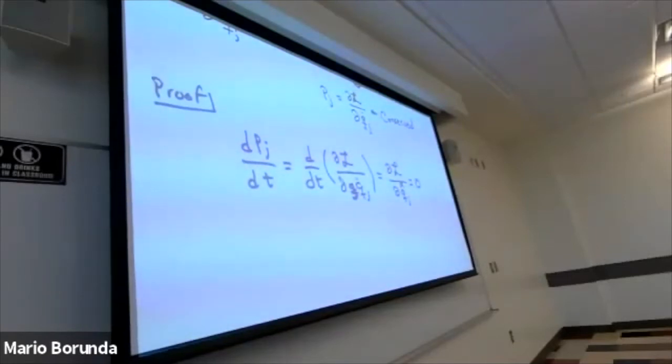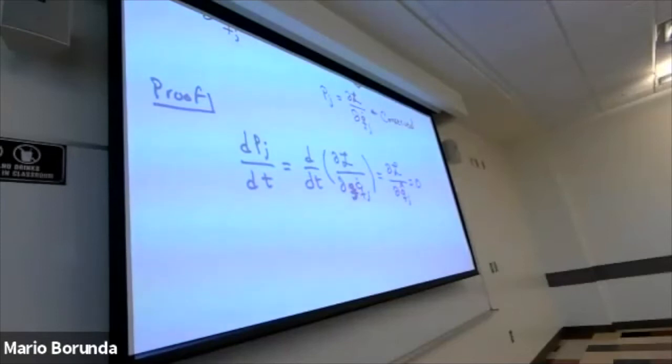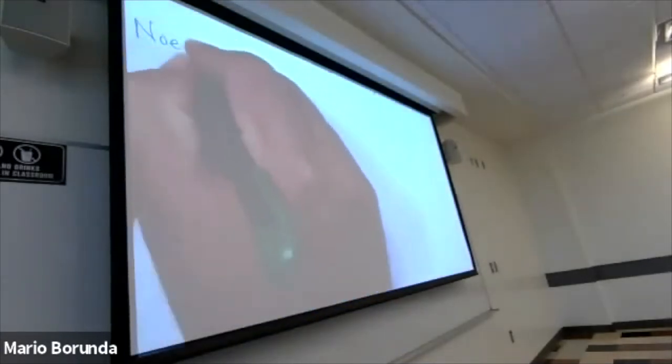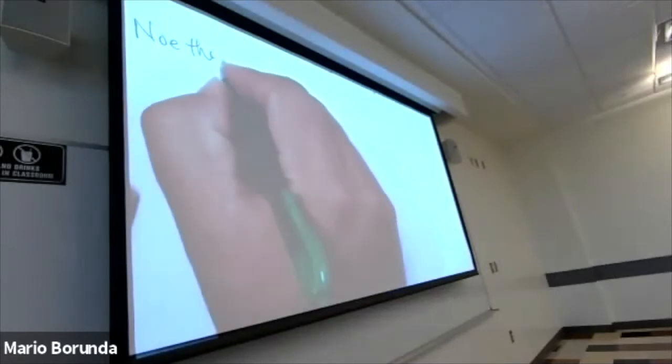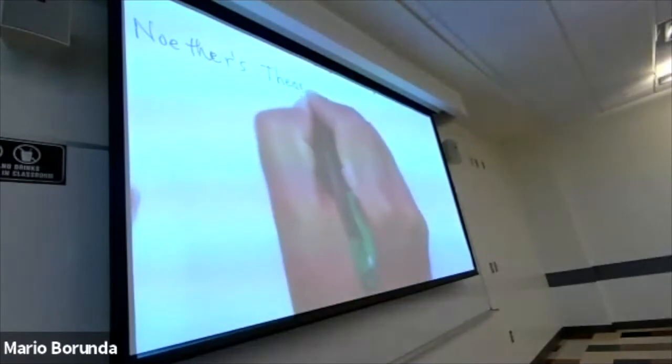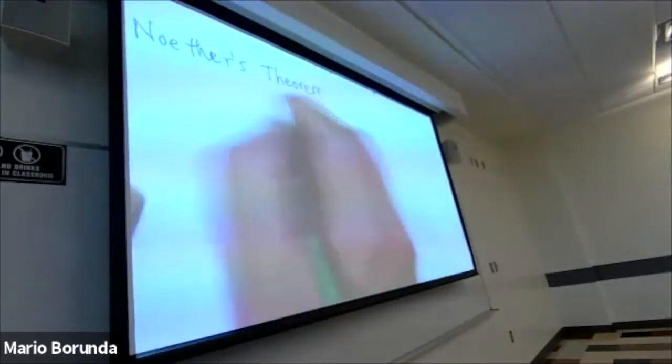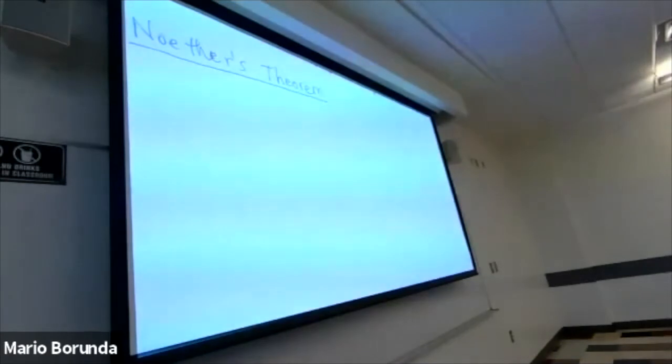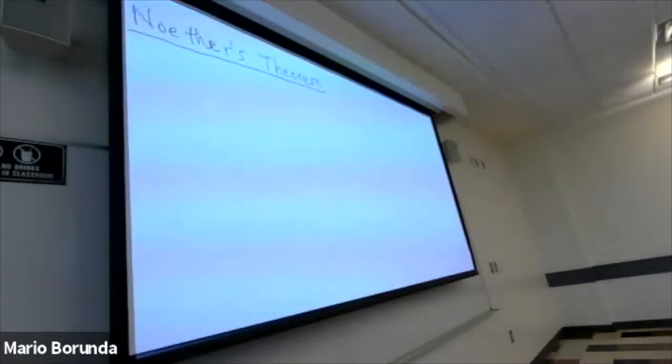All right. So now let's go back to Noether's theorem. So what we need to do is the following. Consider that we have a one parameter family of maps.